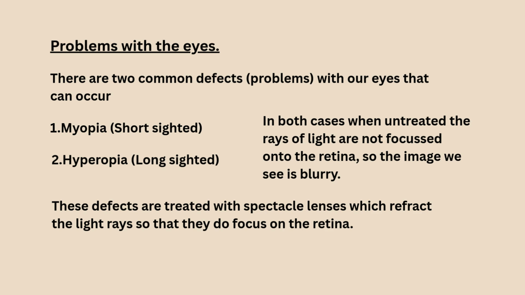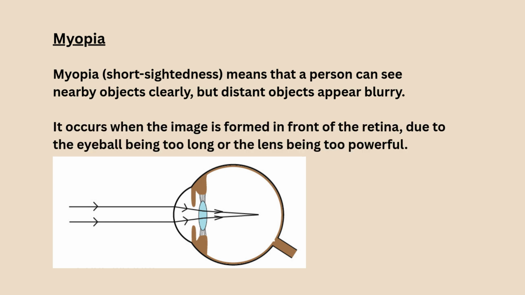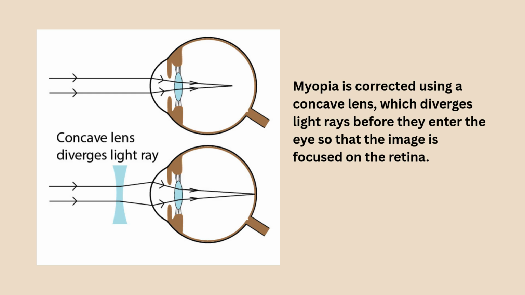focus onto the retina. Myopia, short-sightedness, means that a person can see nearby objects clearly, but distant objects appear blurry. It occurs when the image is formed in front of the retina, due to the eyeball being too long or the lens being too powerful. Myopia is corrected using a concave lens, which diverges the light rays before they enter the eye, so that the image is then focused onto the retina.